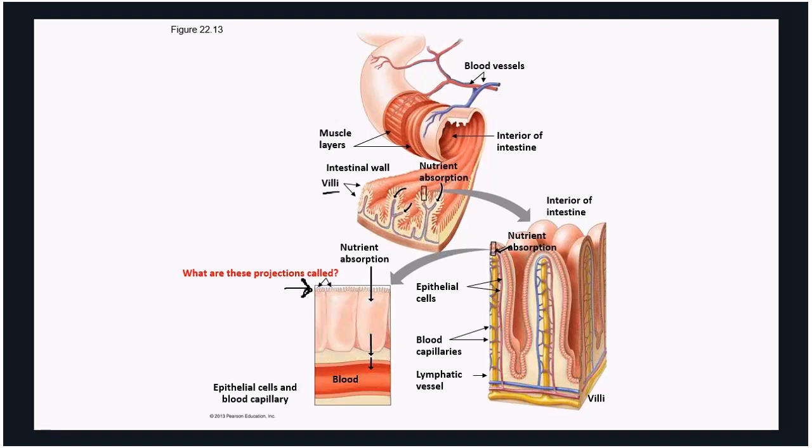So villi have microvilli, and the whole reason for all of this is having more surface area. The more surface area we have, that means the more exposure cells have to food. There's more blood flow happening in all of these villi, so more surface area means we can absorb more nutrients. So our small intestine definitely has a lot of surface area because that's where you're getting almost all of your nutrient absorption.